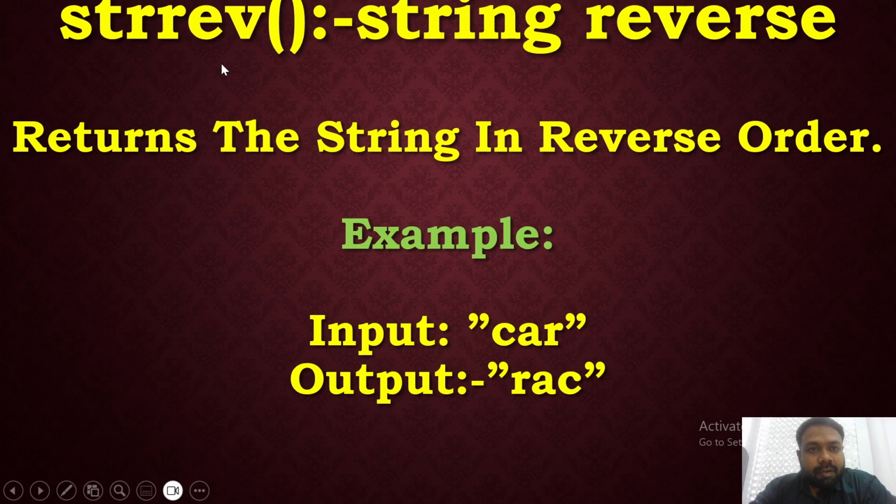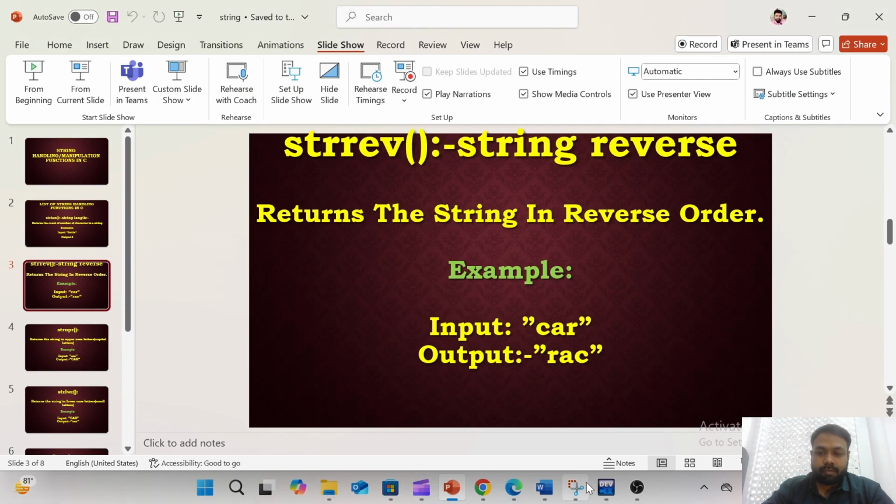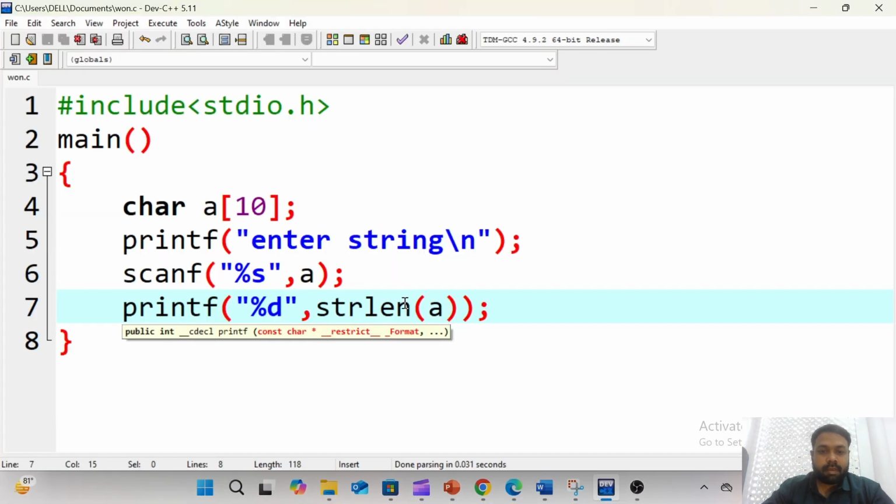The second string handling function is strrev, which means string reverse. It reverses the string. For example, if we give the input string car, the output will be the reverse of that, rac. It returns exactly the reverse order of a given string. Let us see with the example. Here, instead of len, right now I am writing rev, and the returned output is also a string, that's why I have to write %s.